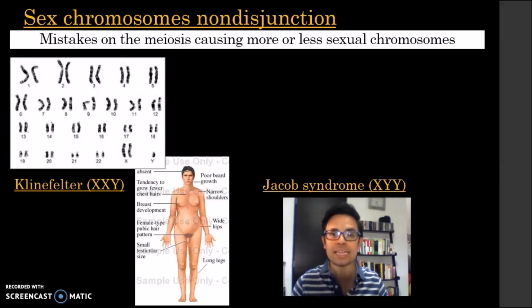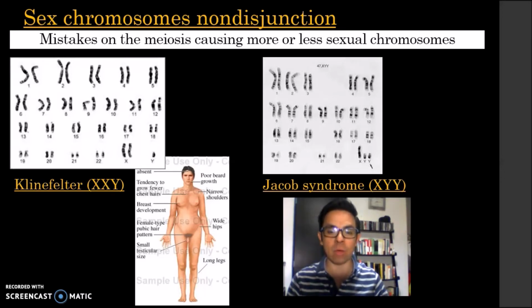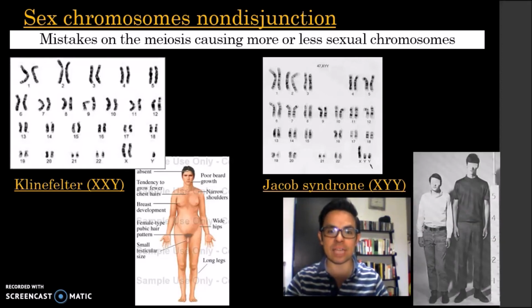The third type of sexual non-disjunction is the Jacob syndrome. This genotype is XYY. We have one extra Y chromosome. Now, because of this extra chromosome, the person will have this phenotype. They're going to be male, obviously, but because of the extra one, we will have tall height, probably learning disabilities, and that will be pretty much all the phenotype.